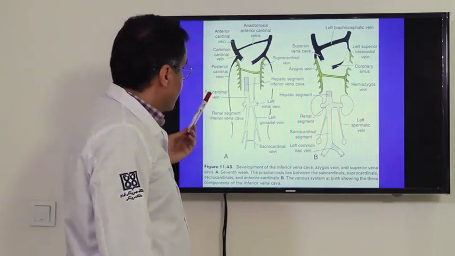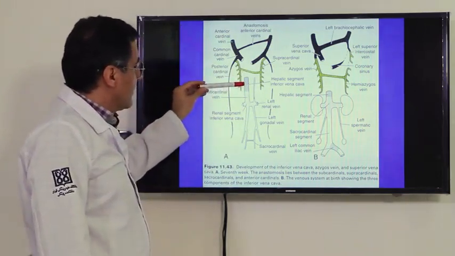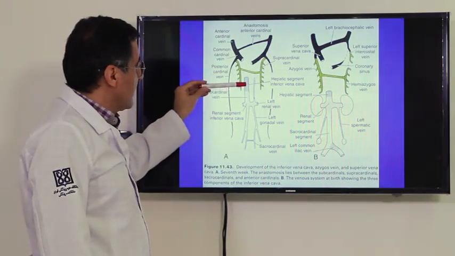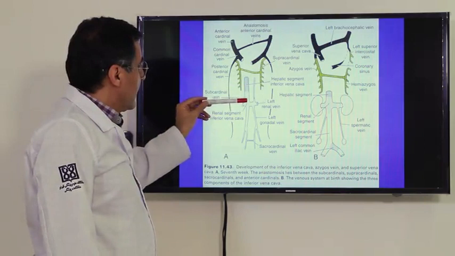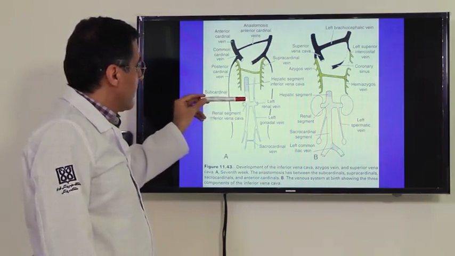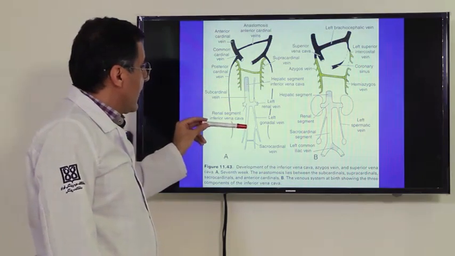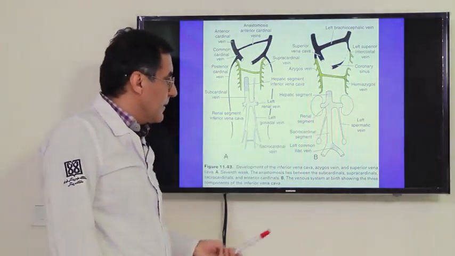This one is the development of the IVC. As I told you, the IVC developed from three segments: the hepatic segment from the right vitelline vein, the renal segment from the right subcardinal vein, and the last part, the sacrocardinal segment, formed by the right sacrocardinal vein.